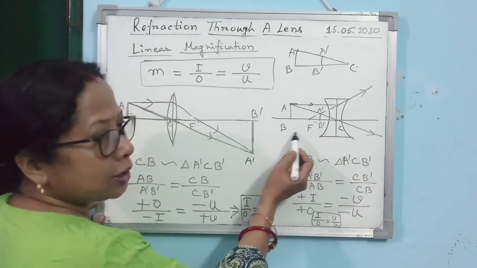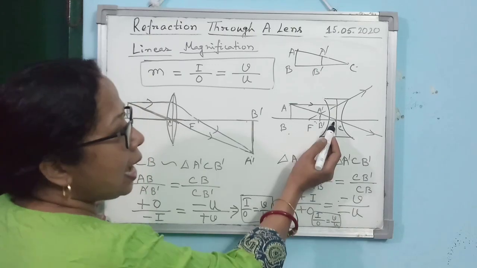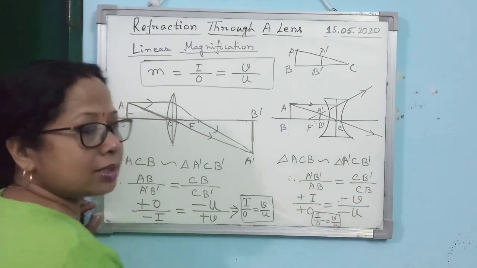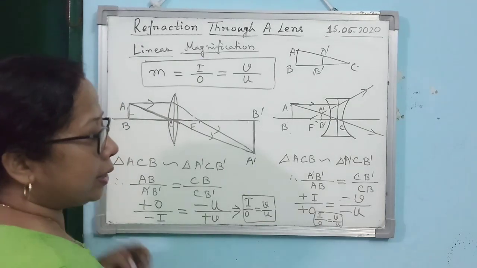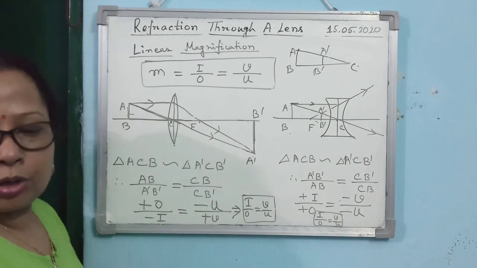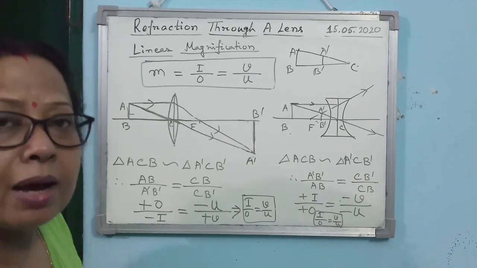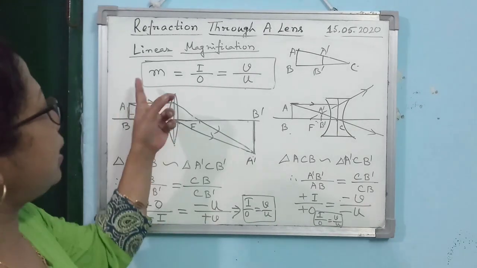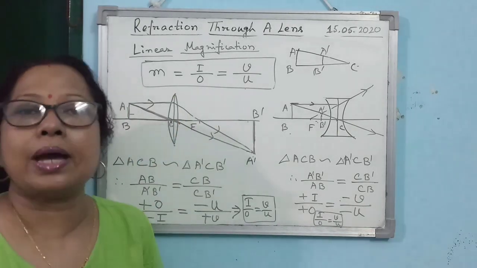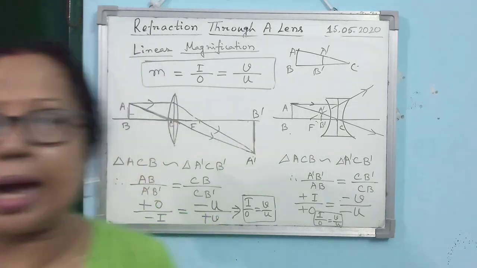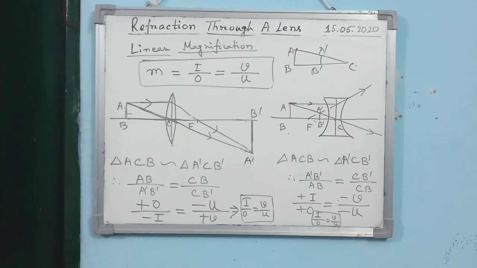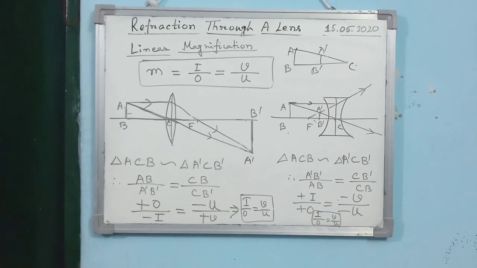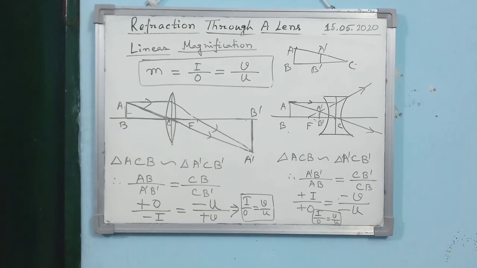So, you are going opposite to the incident. So, it is minus V. And CB, it is minus U. So, minus minus will cancel. So, once again, what are you getting? I by O equal to V by U. So, for linear magnification, you can write M is equal to I by O equal to V by U. Clear? So, you must learn the expression of the linear magnification and lens maker formula and you must remember it.